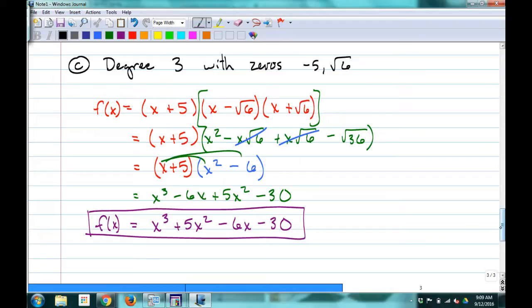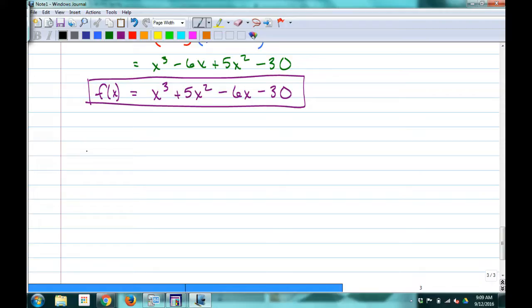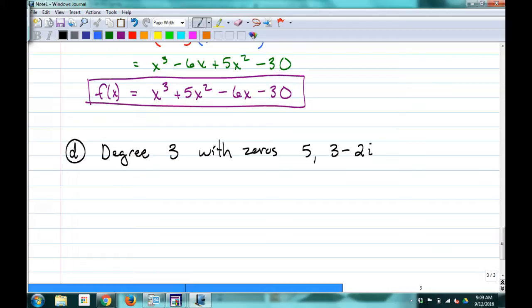All right, let's look at another one. One with a complex. Say it has a degree, we'll do degree 3 with zeros 5 and 3 minus 2i. So we get a complex going there. What's the zero they didn't tell us about? Yeah, 3 plus 2i, the conjugate pair. Remember, a conjugate just changes the sign in the middle. We've been working with this in Algebra 2 last week or so with conjugate pairs and things.